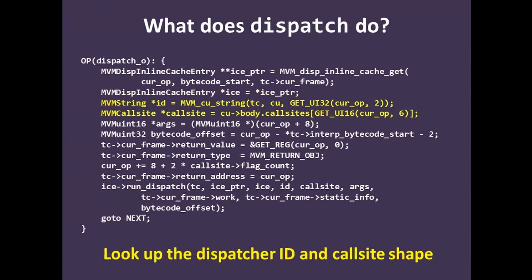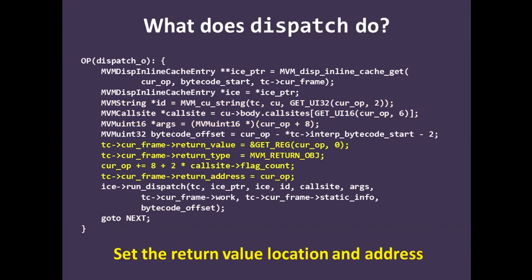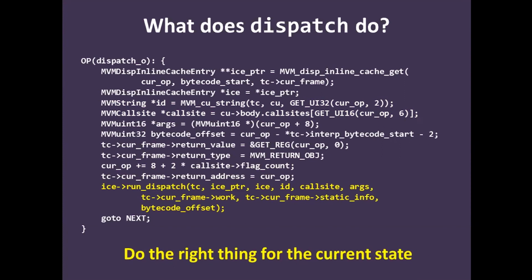We then look up the ID of the dispatcher, what sort of dispatch we're doing. We look up the call site, which tells us about the number of arguments that are getting passed and if any of them are named arguments. We locate the arguments to the dispatch. We do a bunch of setup work for the return value. Don't worry about that. And then the really important piece is here. That's the ICE, which is short for inline cache entry. Is then run. We have a run dispatch function on it, and this does whatever the right thing is.